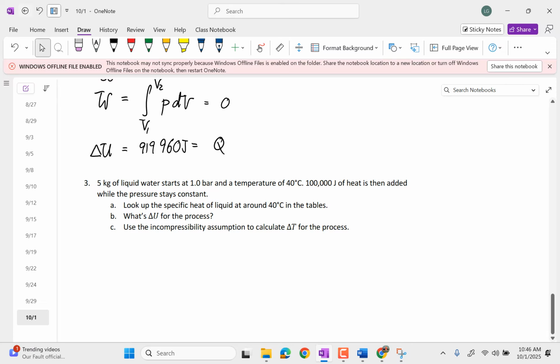5 kilograms of liquid water starts at 1 bar and a given temperature. You add a bunch of heat. Look up the specific heat of a liquid around 40 Celsius in the tables. Okay. We want the internal energy and the change in temperature. Okay. This is pretty similar to the other two.